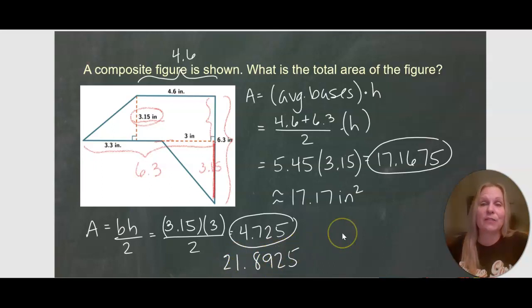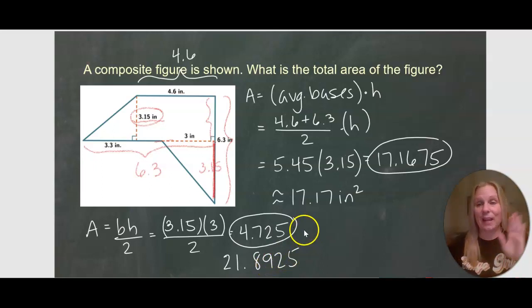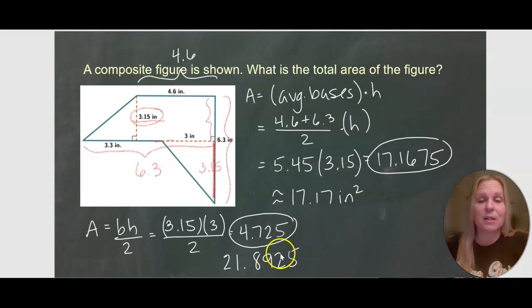21.8925. If I'm told to round to the hundredths place, then I would look at the 9, because that's in the hundredths place, and decide if I leave it alone or if it gets rounded up. And it turns out I'll leave it alone. So I'm just going to, just because I'm running out of room here, do that, right? So that would be my final answer, but then my units would be square inches.